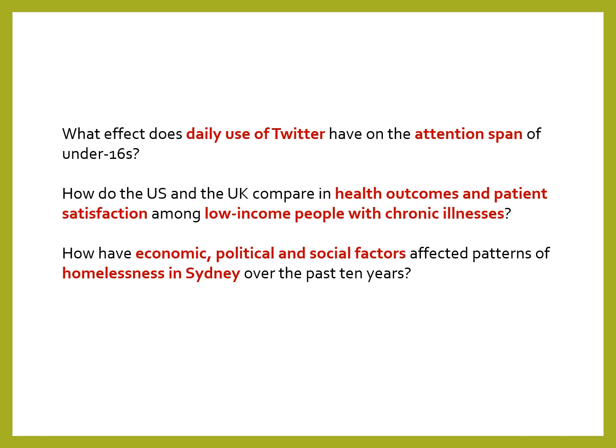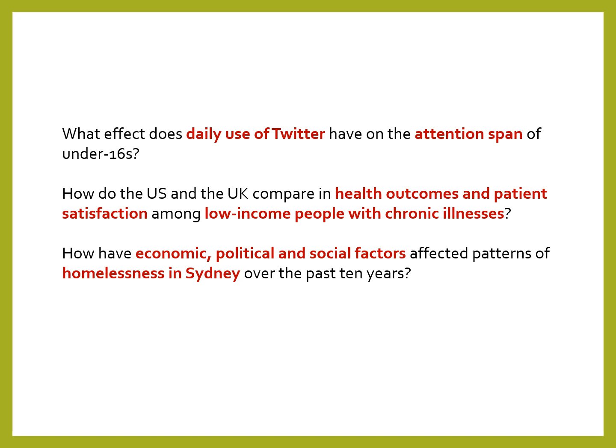In the second question, how do the US and the UK compare in health outcomes and patient satisfaction among low-income people with chronic illnesses? Here, the independent variable is low-income people with chronic illnesses, and the dependent variable is health outcomes and patient satisfaction. While in fact, what this research question is asking to study is the US and UK policies on health for people with chronic illnesses, and also to do a comparison.